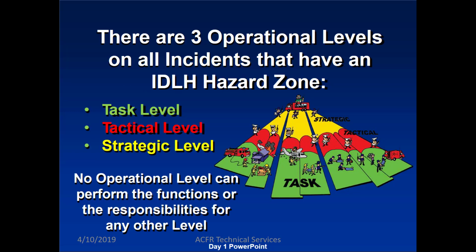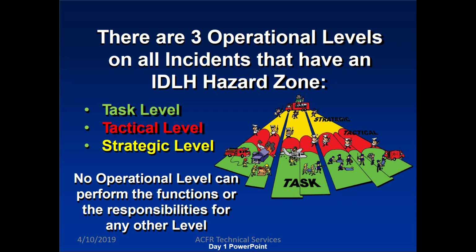So remember, there's the 3 operational levels in all incidents that have an IDLH hazard zone. There's those task level operations, and that's the boots on the ground. Then there's that tactical level, which will be our section, division, group leaders, who are at that tactical level making sure that the tasks are being done. And the strategic level is the incident commander. They will come up with a strategy and employ that onto their sub-commanders or sub-leaders to find the tactics that need to be done to accomplish that strategy.